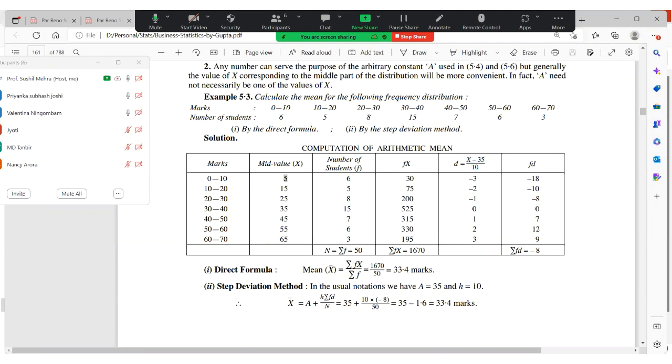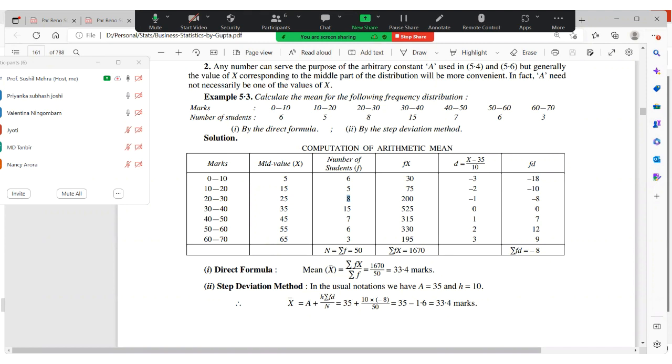First value X is 5. Put 5 here. 5 minus 35, minus 30, divided by 10, minus 3. The value becomes minus 3. Similarly, 15 minus 35 by 10, minus 2, and so on like this. Clear? Multiply F by this D. 6 into minus 3, minus 18. Then 5 into minus 2, minus 10. 8 into minus 1, minus 8. 15 into 0, 0. 7 into 1, and so on.